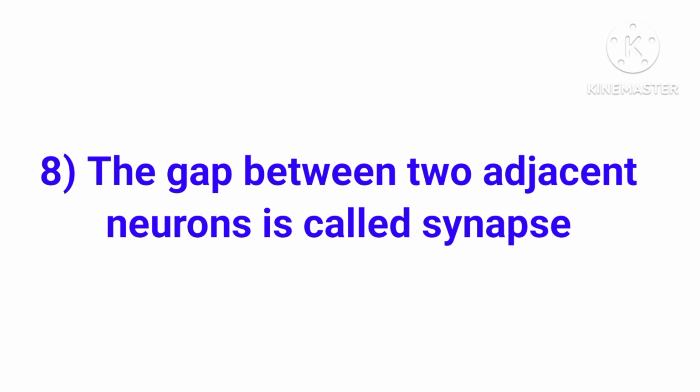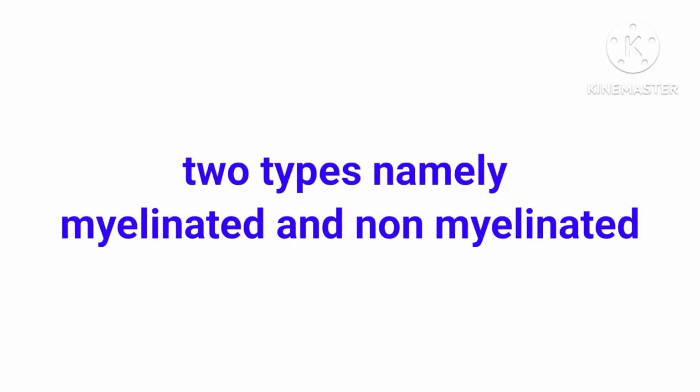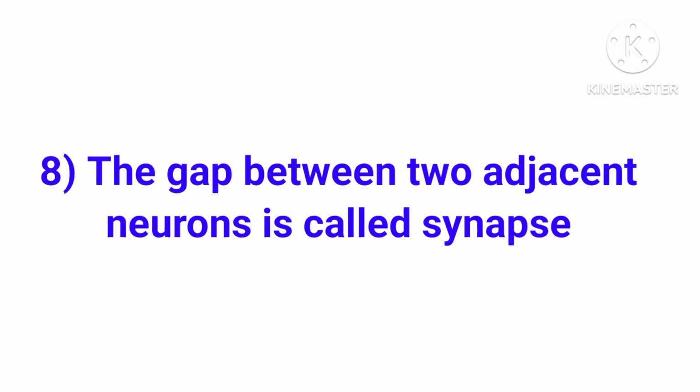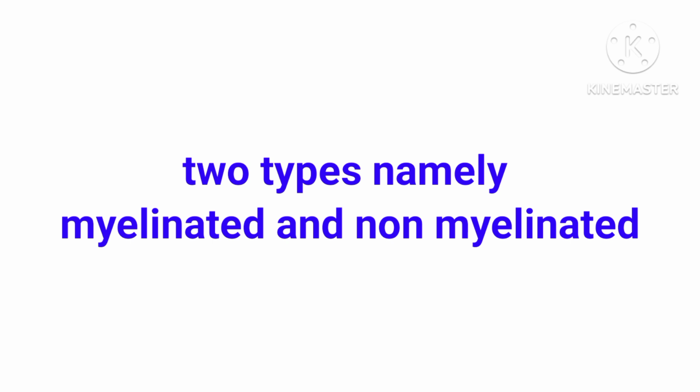The gap between how many neurons? Two adjacent neurons is called what? Synapse. Based on the presence or absence of what? Myelin sheath. The axons are mainly of how many types? Two types, namely what and what? Myelinated and non-myelinated. The gap between two adjacent neurons is called synapse. Based on the presence or absence of myelin sheath, the axons are mainly of two types, namely myelinated and non-myelinated.